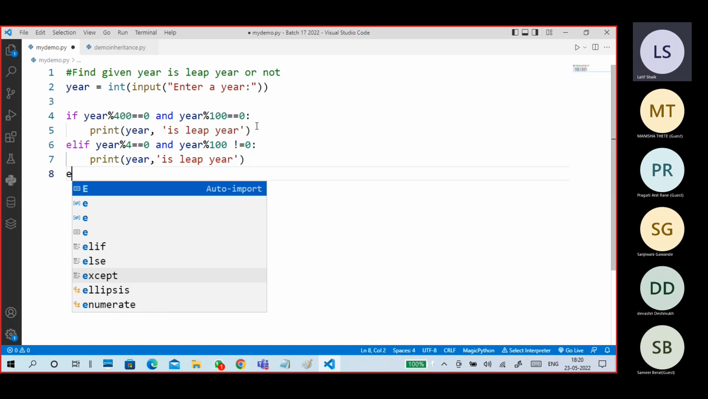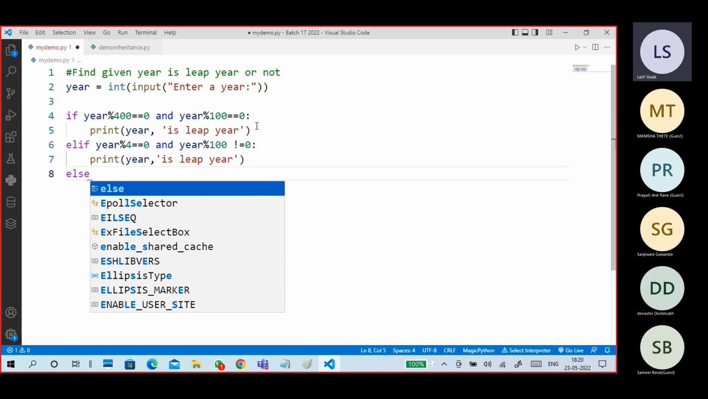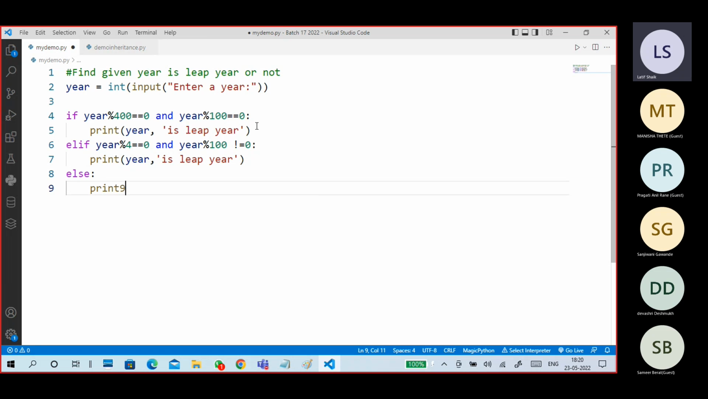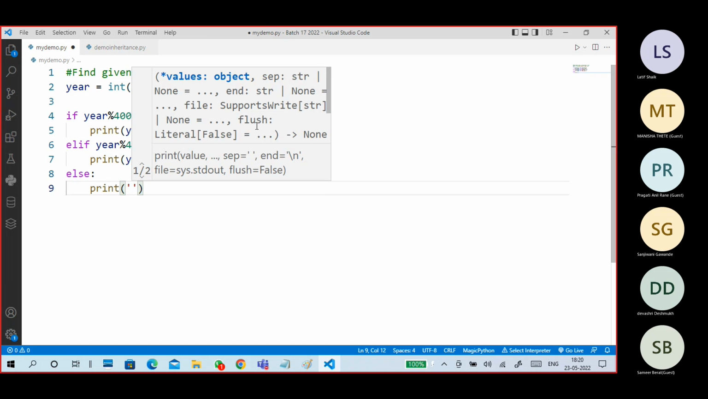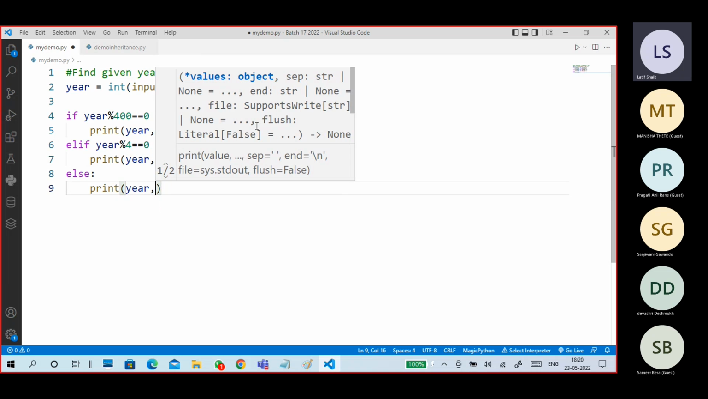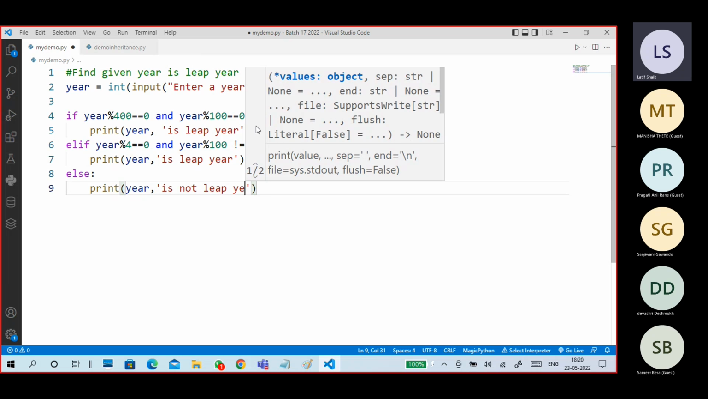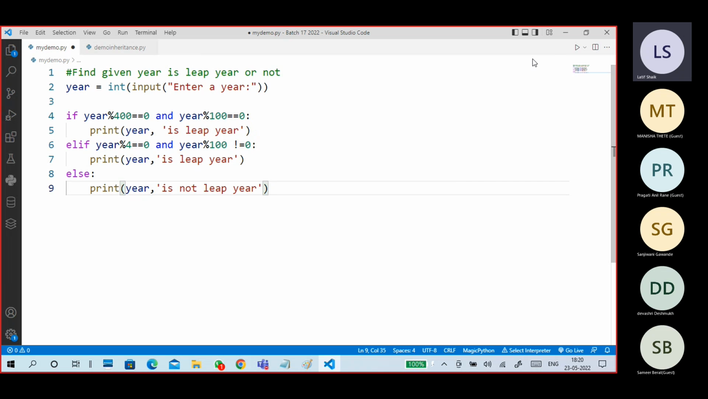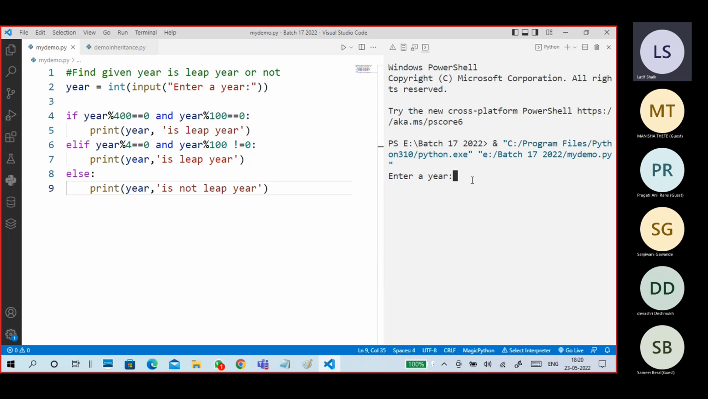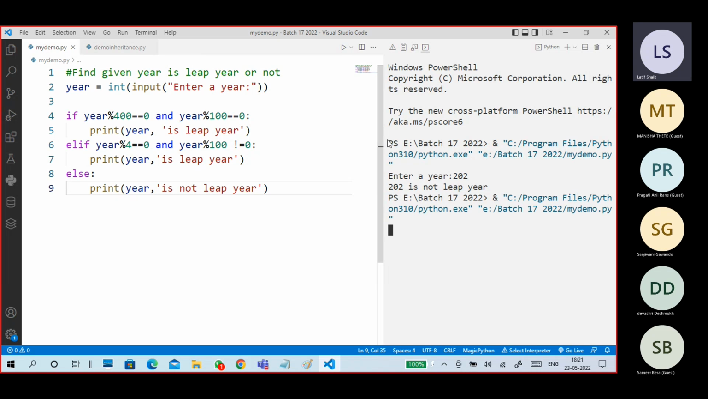Next, else, if these two conditions are not met, print year is not leap year. Okay, so we're done. So take the year 2020. It's not a leap year because I didn't give it properly. Okay, 2020 is a leap year.